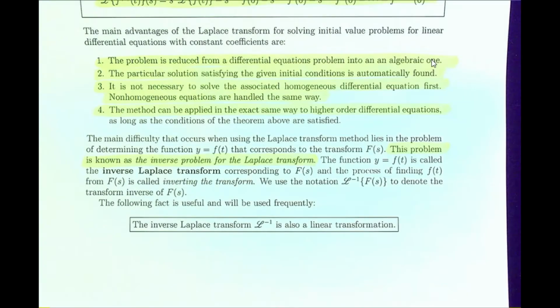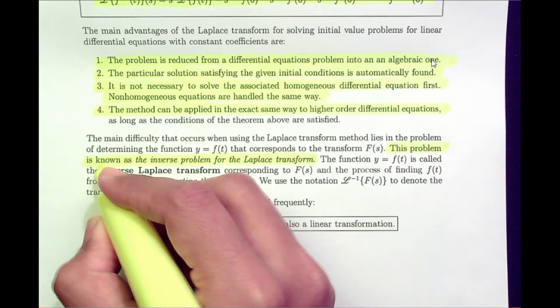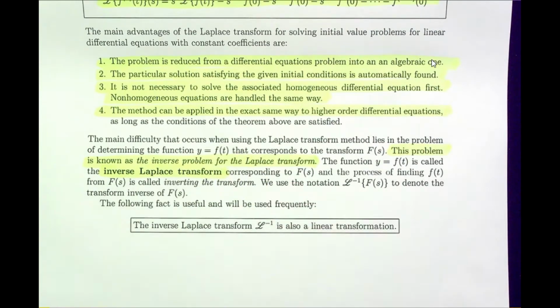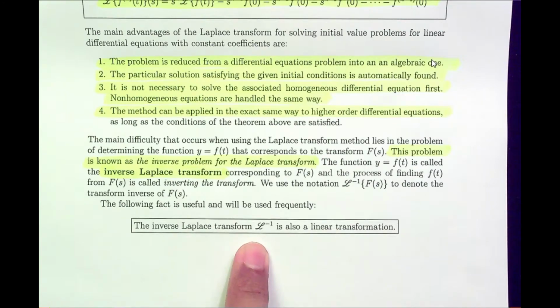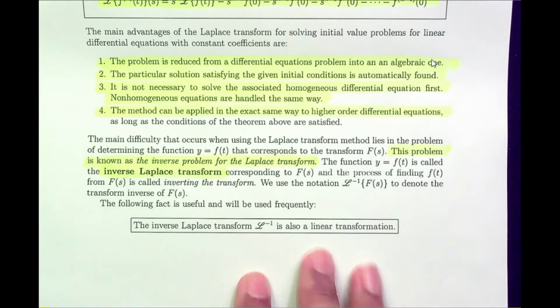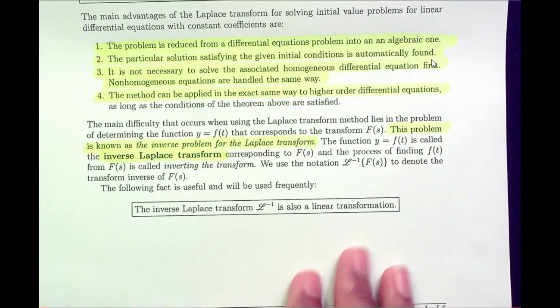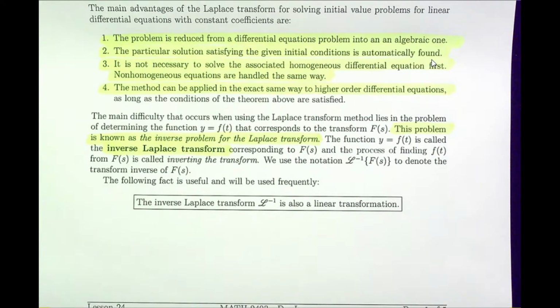Okay, so if I give you the Laplace transform of something and I ask you what is the original function, then that's called finding the inverse Laplace transform. So inverting the Laplace transform is called the inverse Laplace transform. And one piece of good news is that the inverse Laplace transform operator also behaves like a linear transformation. So it has the property that I told you about in lesson 23, like it behaves like an integral.